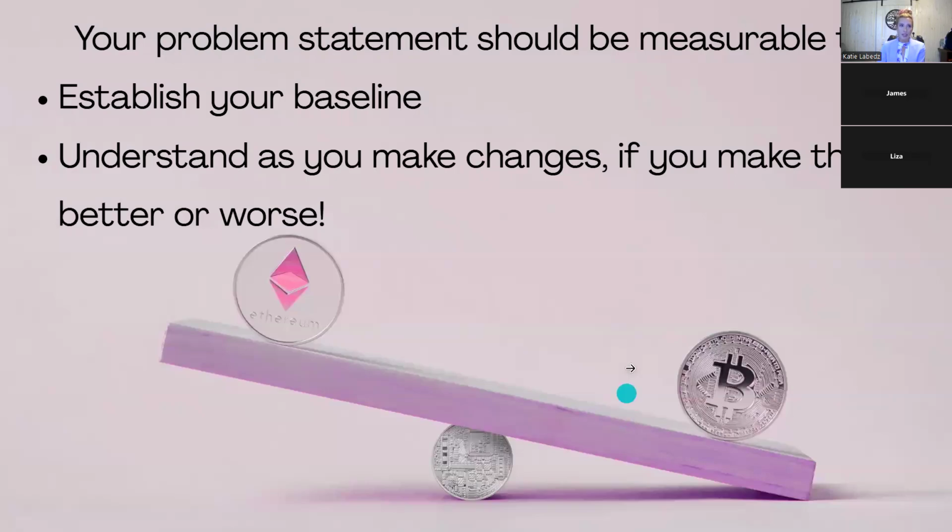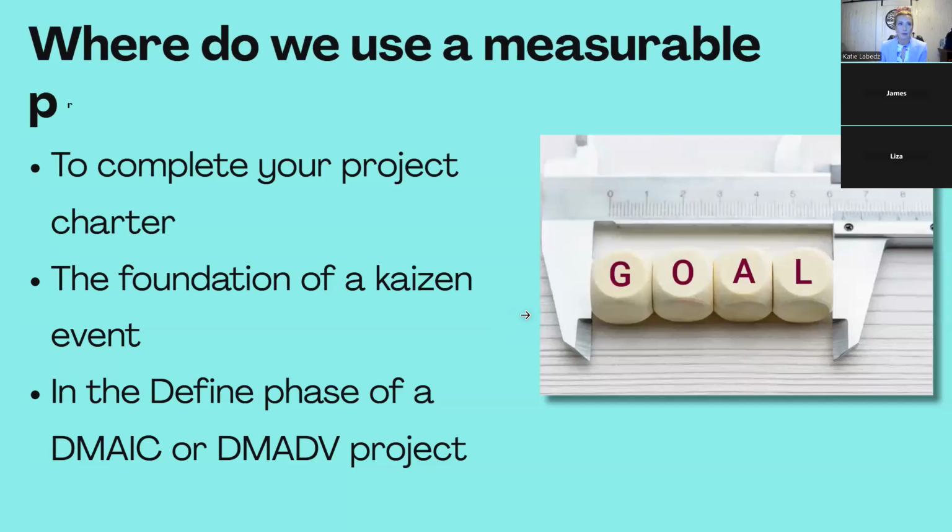Now, creating a measurable problem statement. Why do we need to do that? Who cares about measures? Can't we just express it the way we always have? Well, we need to create a measurable problem statement to establish our baseline, or where we're starting. This allows us to understand if we make changes, if we've made things better or worse, because guess what? We can make them worse. So unless we know what our baseline is, we have no idea if we're making things better or worse. That's why we need to have those measures.